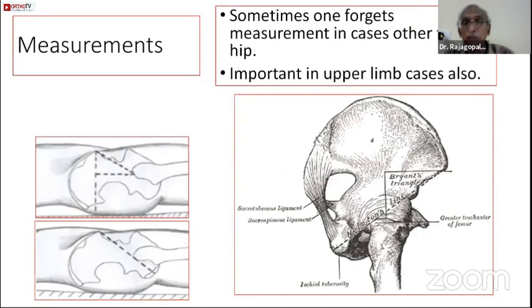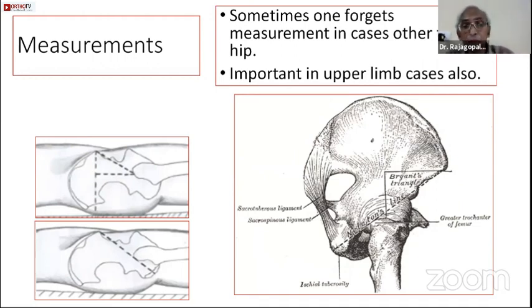Now, measurements, apparent measurements, real measurements, I'm not going into that. But invariably, you forget measurements in the upper limb case. Measurement has to be done for any upper limb, severe problem, knee problem. Everything has to be done.